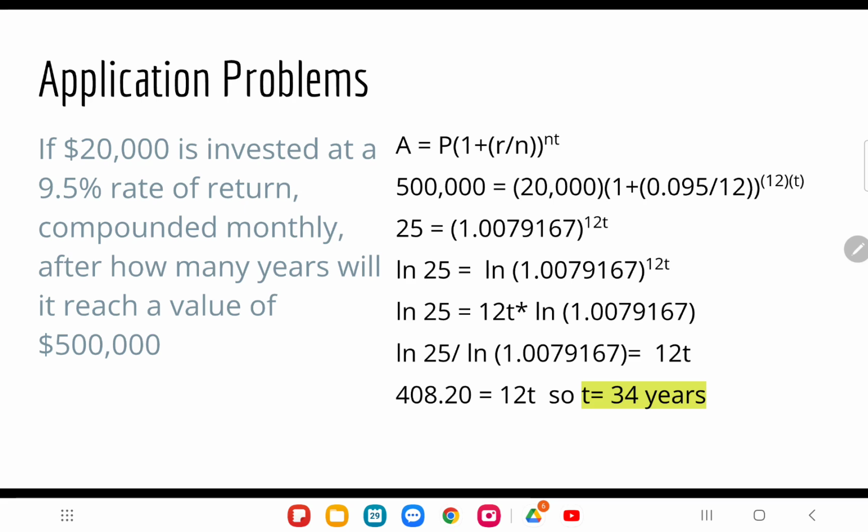So that means that if you invest $20,000 at the age of 20 and you find yourself with a 9.5% rate of return compounded monthly, then by the time you're in your mid-50s, you will have $500,000 even if you do not add on any money. So that's the power of compound interest that I've been talking about since the beginning of this chapter.